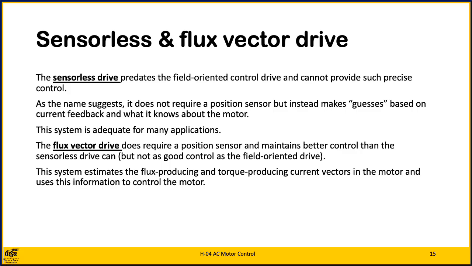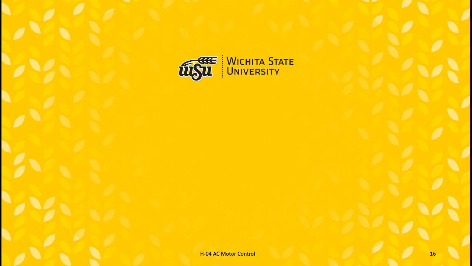This system estimates the flux-producing and torque-producing currents, vectors, in the motor and uses this information to control the motor. Flux vector drives can function effectively down to 2 to 3 Hz. This ends our look at AC motor control.